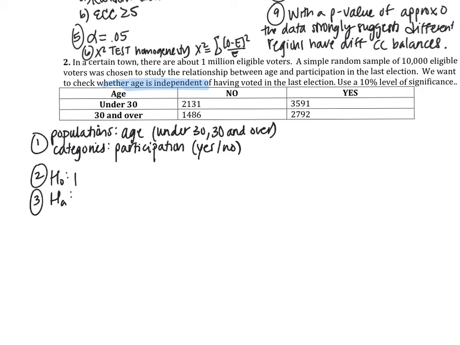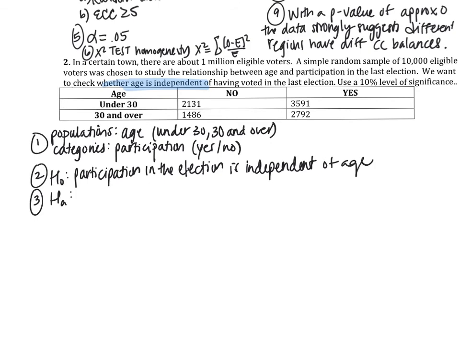So the null: participation in the election is independent of age. Or the alternative: participation in the election is not independent of age.